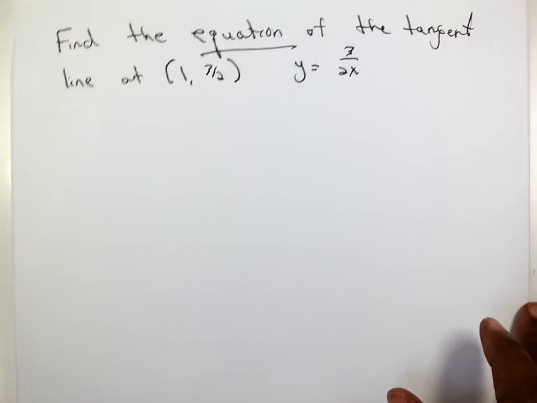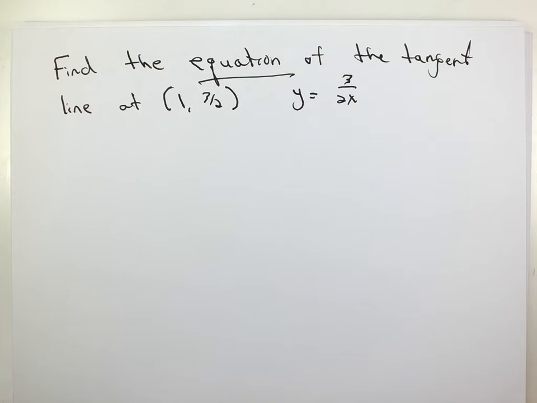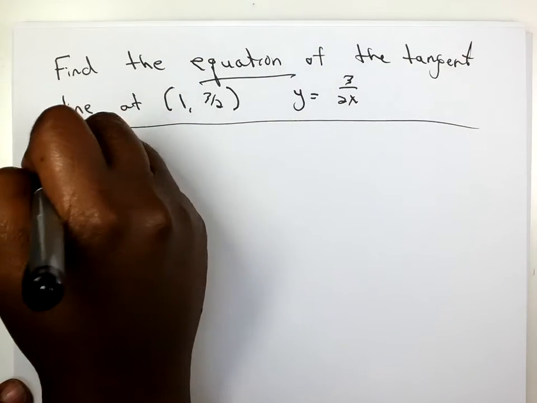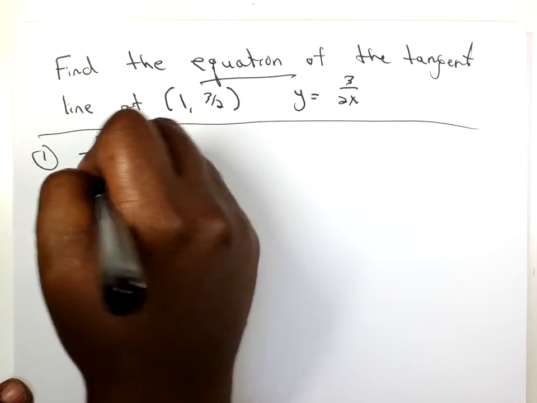And the last example I have, I want to find the equation of the tangent line at the point (1, 3/2) of y equals 3 over 2x. So I'm going to have to do the same thing as far as finding the derivative first, but this time I don't want just the slope, I want the equation. So we're going to go to the y = mx + b form after we find what exactly the derivative is. So step 1, f(x + h).